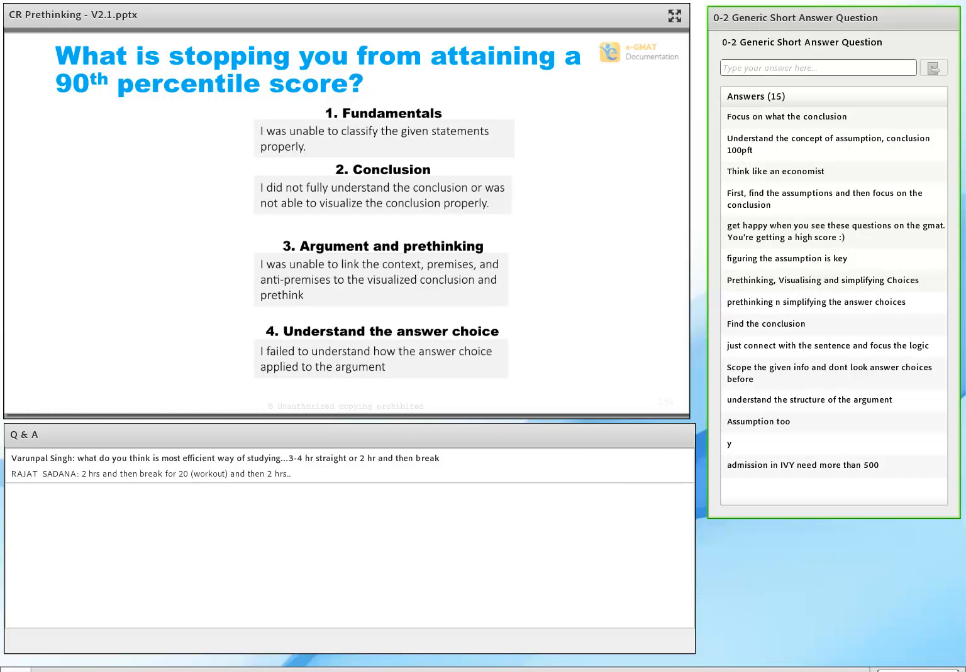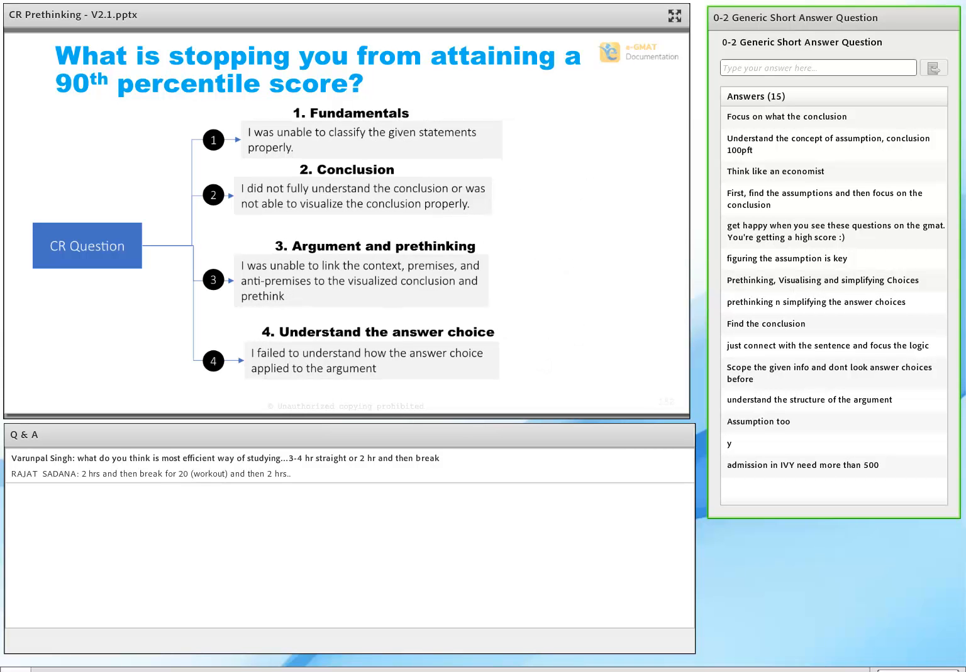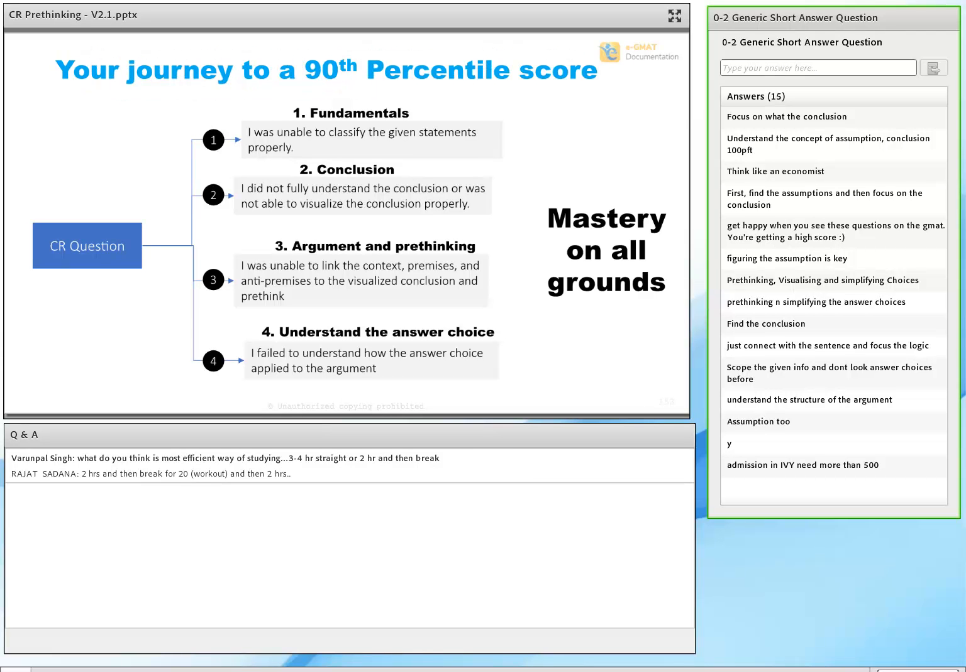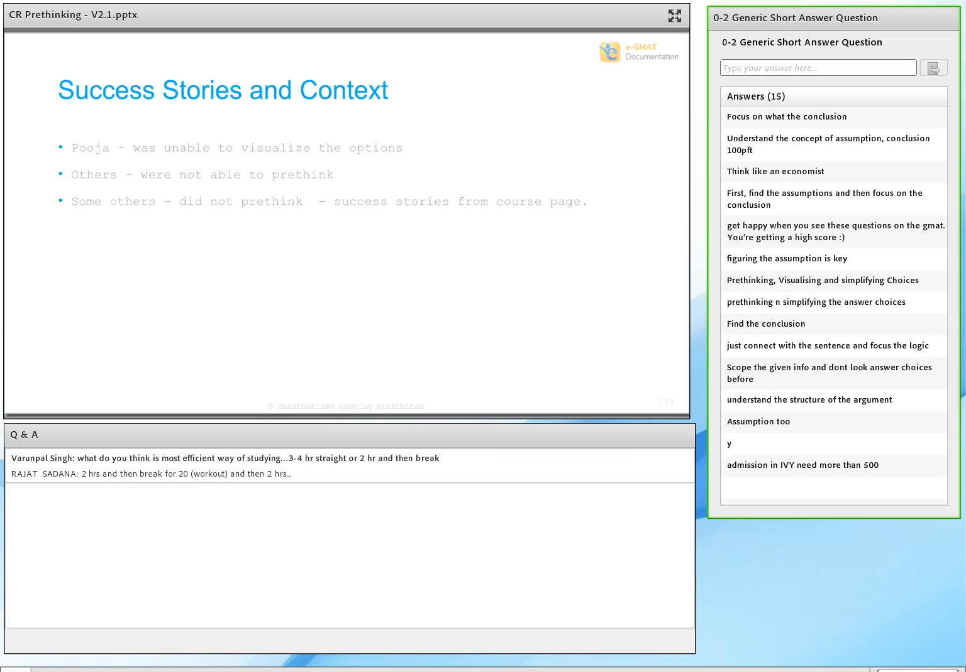But by the way, if you did not do this, and you came to the point of selecting among the answer choices, and you try to figure it out, you'll have no idea if you made a mistake because you didn't understand the answer choice, or because you didn't understand the conclusion, or because you didn't do argument and pre-thinking. So that's why learning this in an order is very, very important, because each one of these areas is a faltering point. And if you learn them in order, that actually helps you get to that 90th percentile.